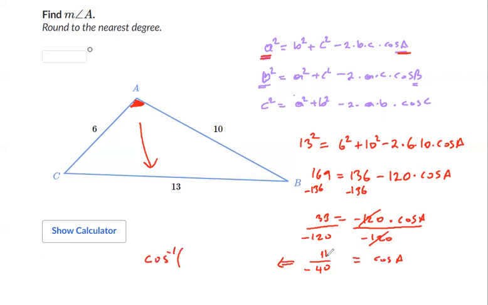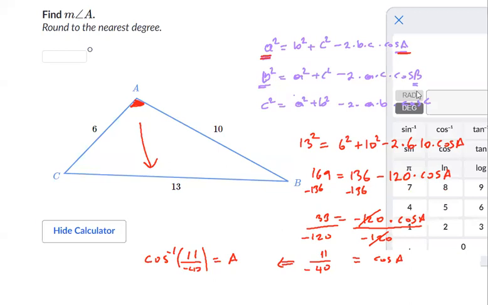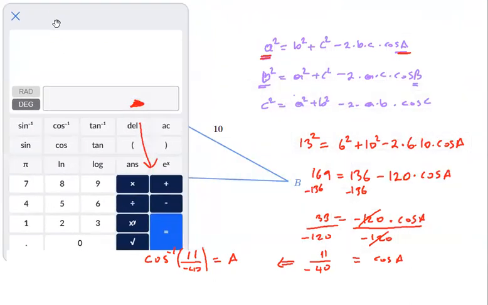And when you do so, this number right here and the angle A are going to swap. So you are going to have cosine inverse of 11 over -40, and this is going to be equal to the angle measure of A. That is basically what we have to do. The rest is just plugging this into the calculator. So let's go ahead and do that to see how it looks.